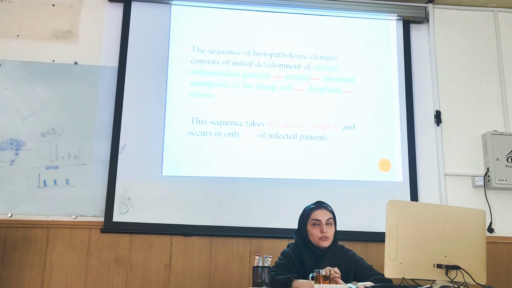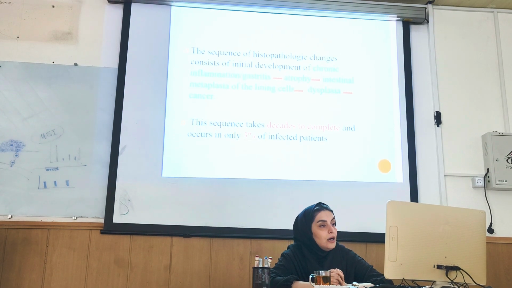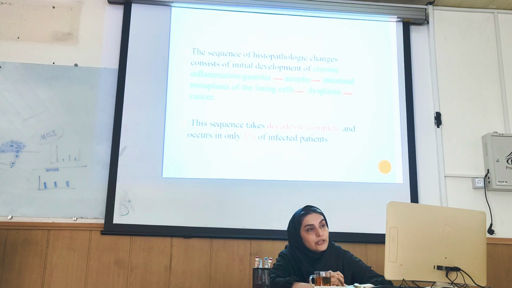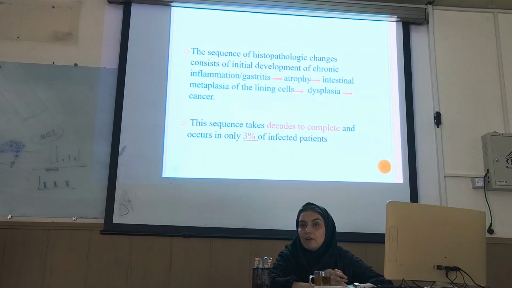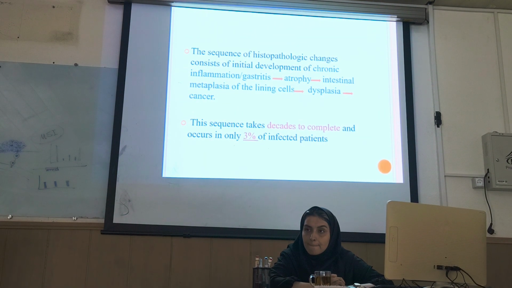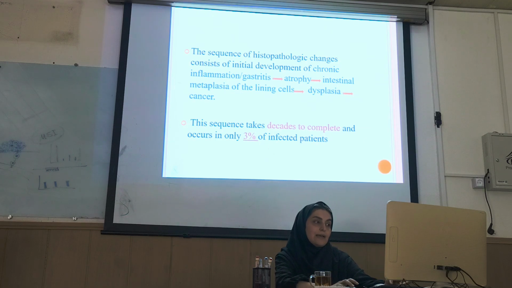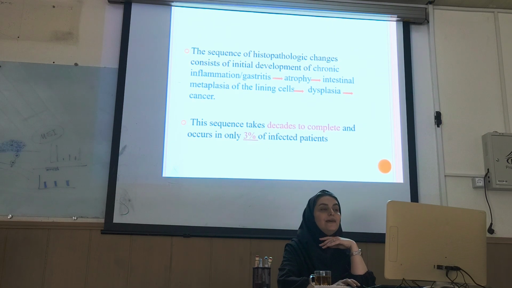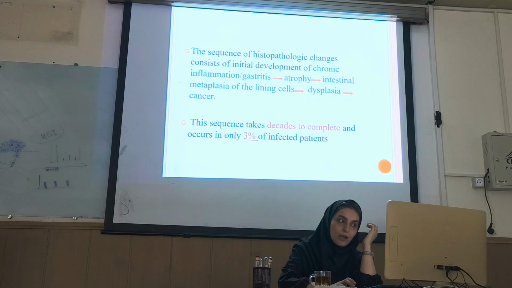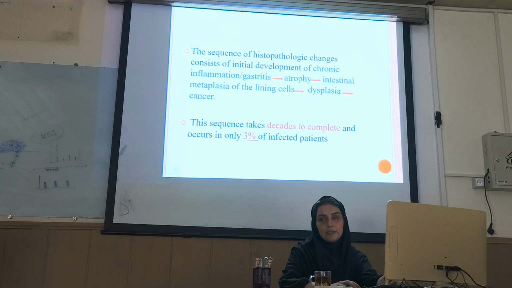The sequence of histopathologic changes is at first chronic inflammation, or chronic gastritis. After that, we have atrophy. The meaning of atrophy? Loss of anything or decrease in the size of glands. After that, we have intestinal metaplasia of the lining cells. It means that we have goblet cells like intestinal tissue in the stomach, and after that we have dysplasia, and finally cancers. And you know that this sequence takes decades to complete and occurs in only 3% of infected patients.